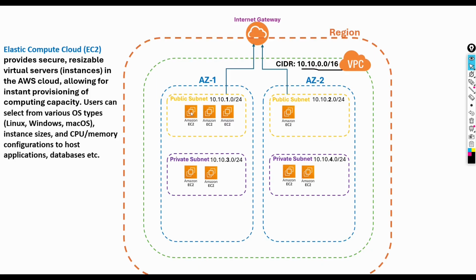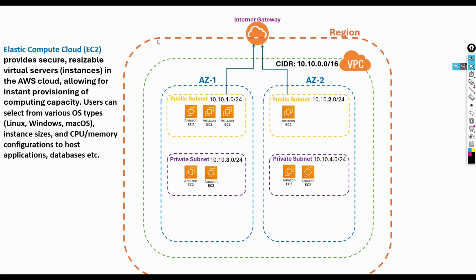If that server is within a public subnet, then that server gets assigned a public IP address, and that server can have access to the internet. Similarly, the server which resides in a private subnet will have a private IP address, will have no public IP address, and will not access the internet. I hope so far you understand the position of each component.